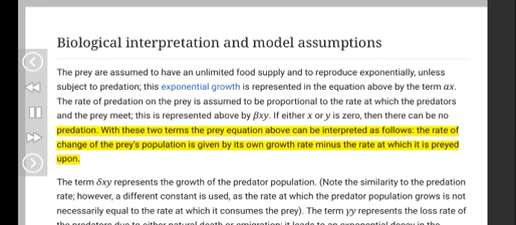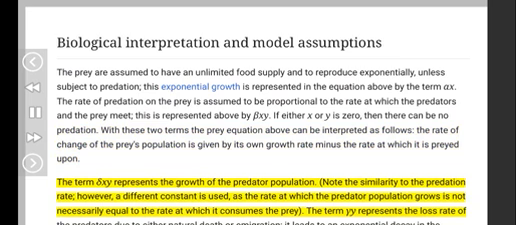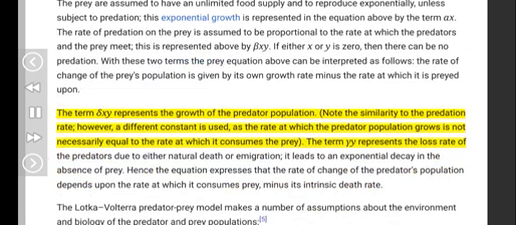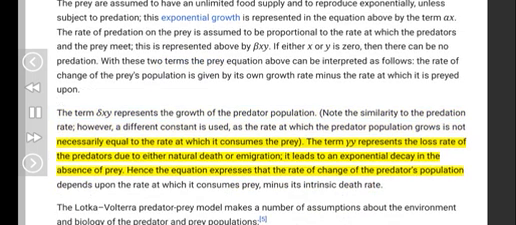The rate of change of the prey's population is given by its own growth rate minus the rate at which it is preyed upon. The term delta xy represents the growth of the predator population. Note the similarity to the predation rate. However, a different constant is used, as the rate at which the predator population grows is not necessarily equal to the rate at which it consumes the prey. The term gamma y represents the loss rate of the predators due to either natural death or emigration. It leads to an exponential decay in the absence of prey. Hence the equation expresses that the rate of change of the predator's population depends upon the rate at which it consumes prey, minus its intrinsic death rate.